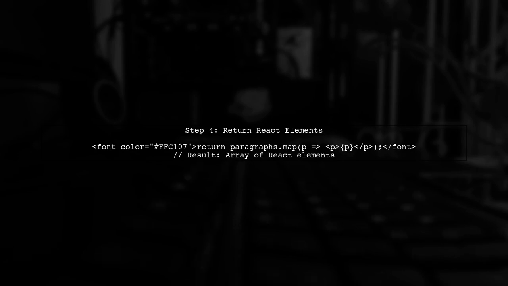Inside this function, we will use a regular expression to find each entity in the paragraph. For each entity found, we will replace it with a React element, such as a span, that can have an onClick event. Finally, we will return an array of React elements. This array will include both the text and the highlighted entities, allowing React to render them efficiently.